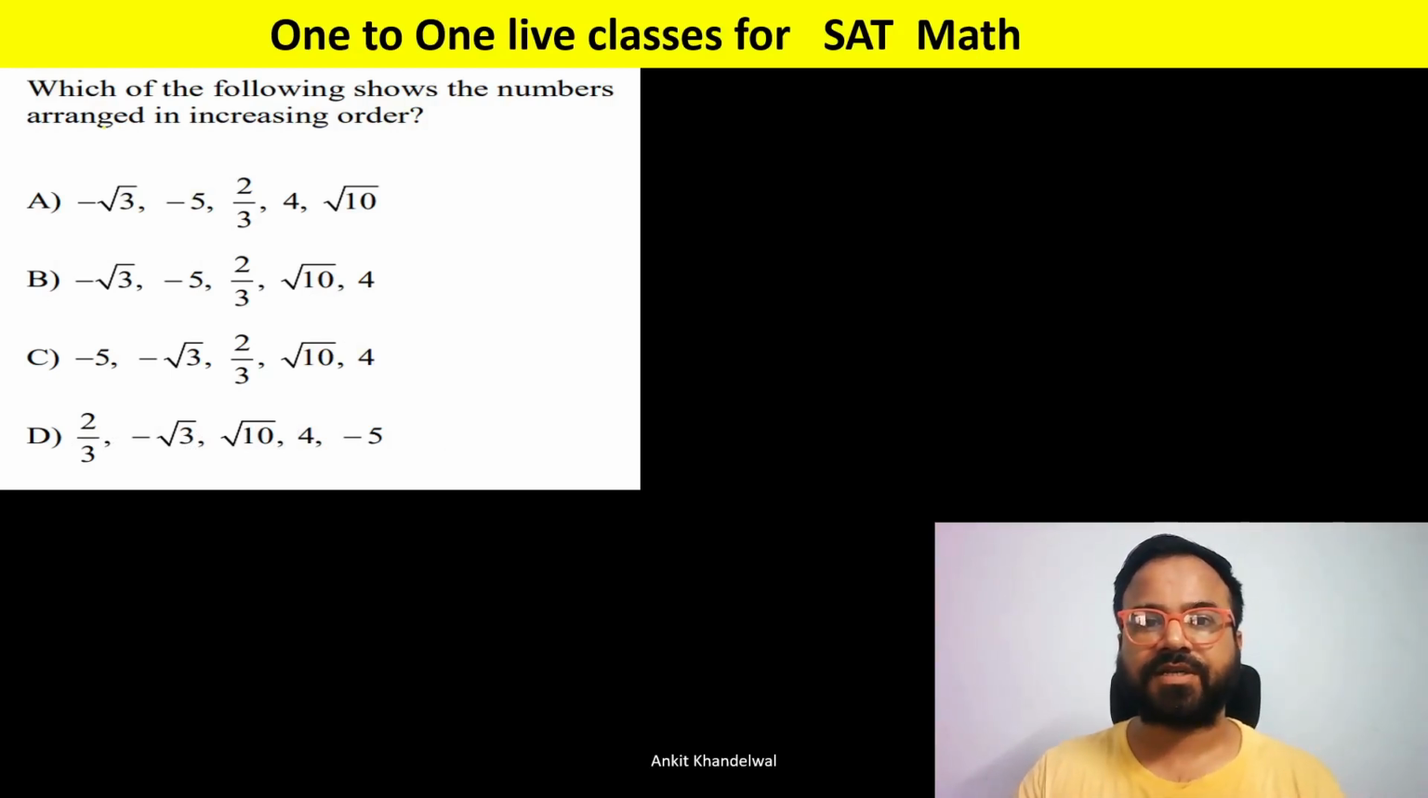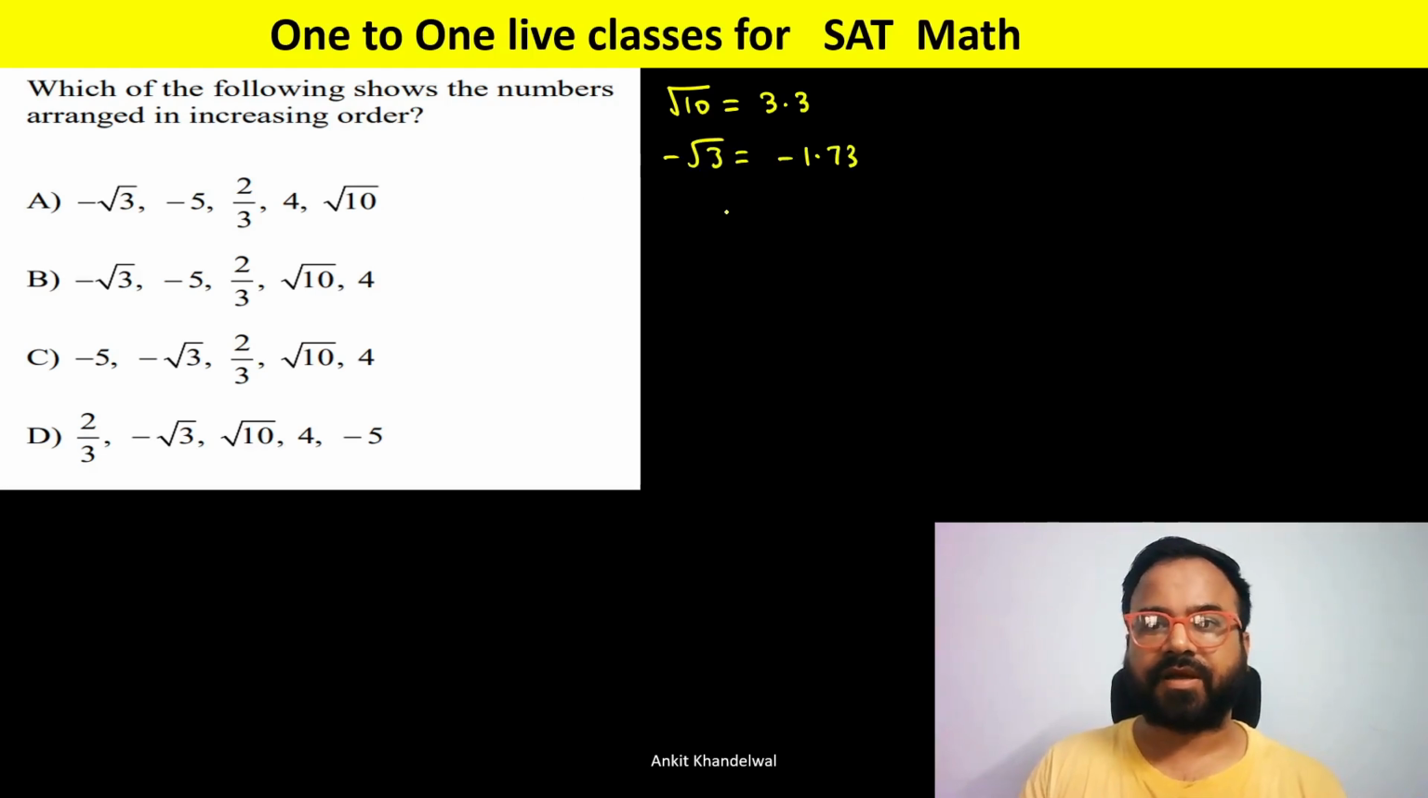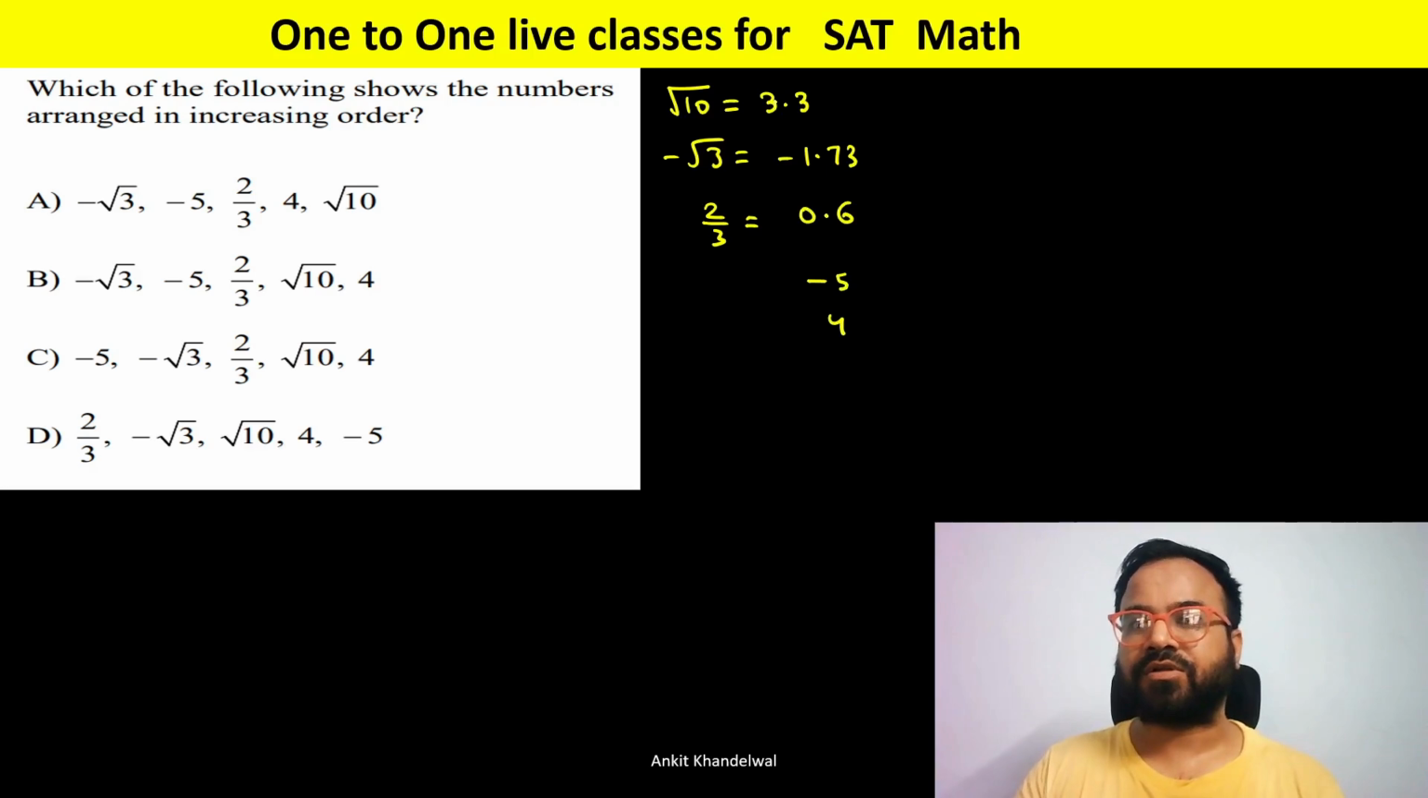Which of the following shows the numbers arranged in increasing order? Increasing means smaller to greater. So the numbers we are having are minus root 3, minus 5, 2 by 3, 4 and root 10. For this, just simplification: root 10 is somewhere around 3.3, right? And minus root 3 is minus 1.73, and 2 by 3 is basically 0.6. Among minus 5 and 4, for negatives, whichever is larger in magnitude is the smallest. So minus 5 is the smallest number.